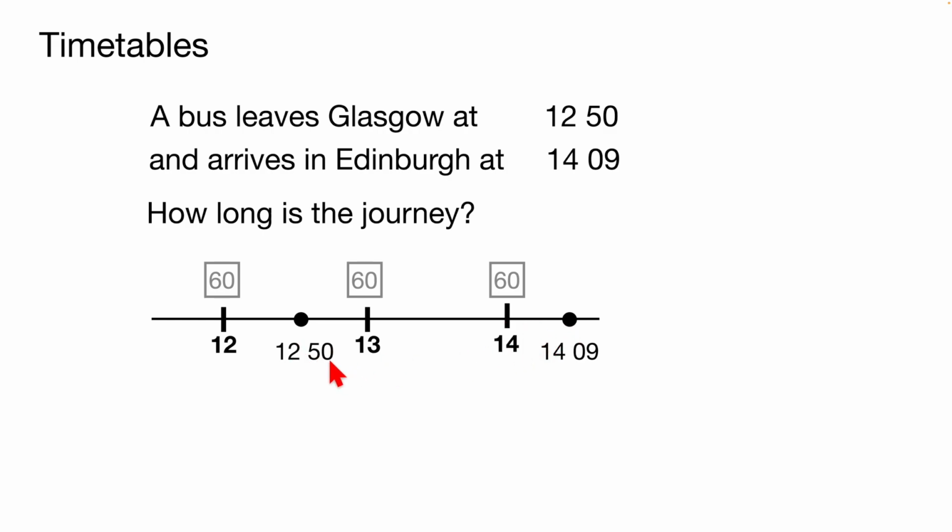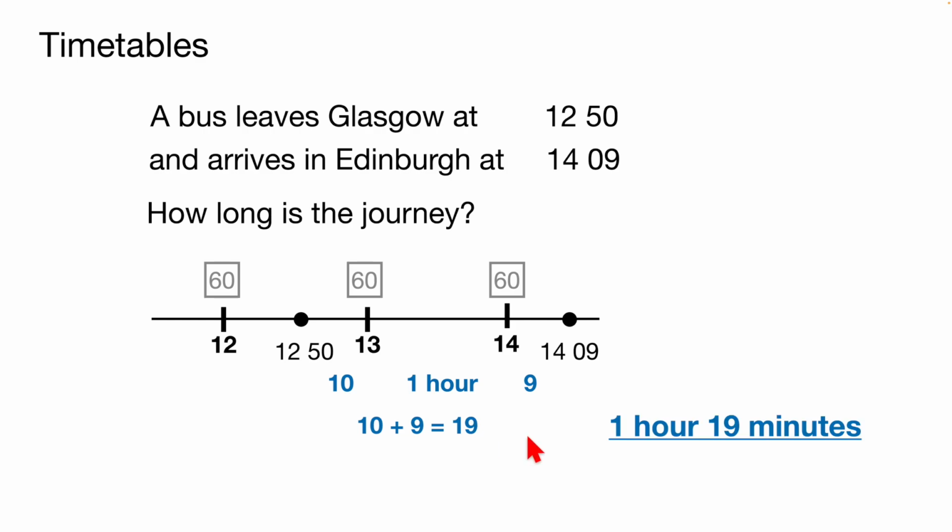I hope you remember now, this is 60 minutes in an hour. From 12:50 to 1 o'clock is 10 minutes. This, of course, is an hour, and 14 to 14:09 is 9 minutes. Let's add the minutes together. 10 plus 9 equals 19. If this was over 60, we would subtract 60 and make an extra hour, but it's not, 19. So 19 minutes, 1 hour. The answer is 1 hour and 19 minutes.